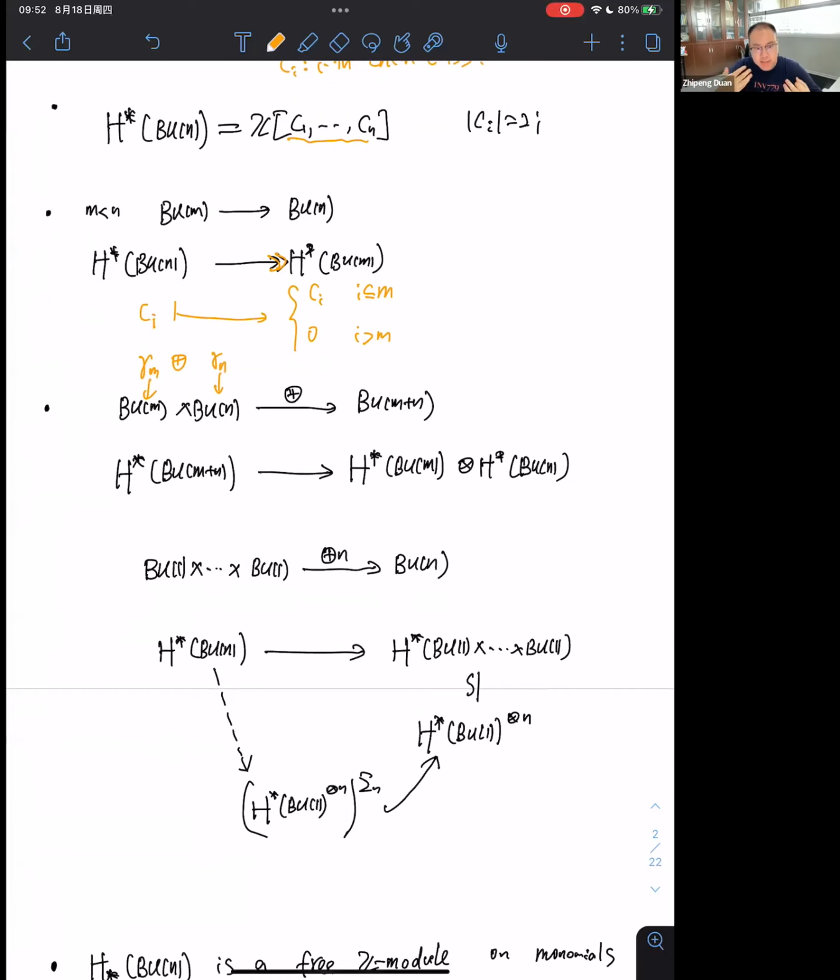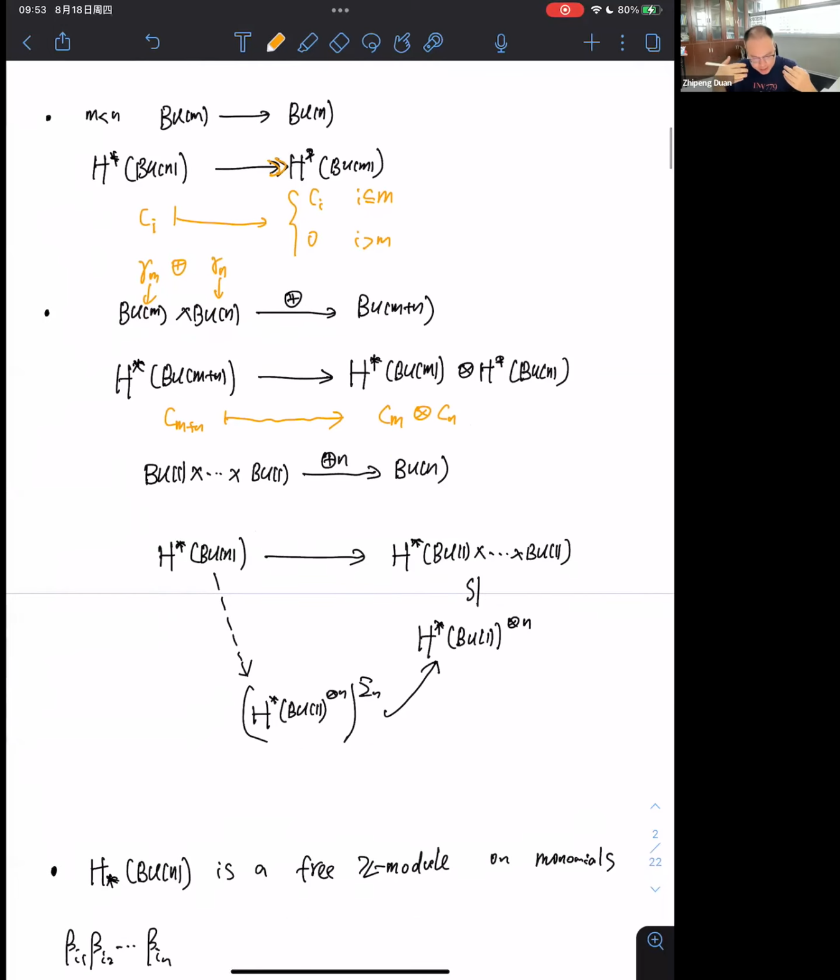Then under this map, the top Chern class on the right-hand side, C(m+n), will map to the top Chern class Cm in the cohomology of BUm tensor the top Chern class Cn in the cohomology of BUn. And the idea behind the correspondence of these two Chern classes is as follows.